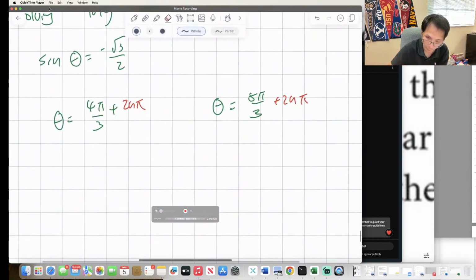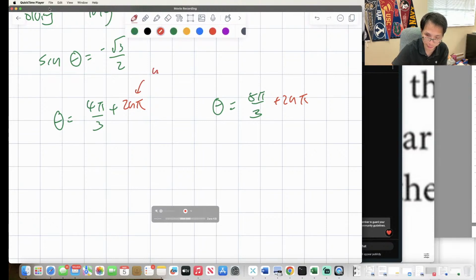So it's going to be theta equals 4 pi over 3 plus 2m pi, and theta equals 5 pi over 3 plus 2m pi. Because m is an integer. Actually, natural numbers are only positive integers, so it's not that. This can be any integer. It could be negative integers.